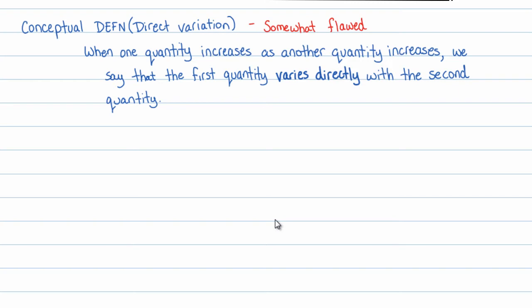So this means you have two variables. You increase one, it causes the other to increase as well. Now, like I said, it's somewhat flawed because it has to be a little bit more technical to actually be direct variation. But that's the basic conceptual idea. You increase one value, the other one has to increase as well. So let's take a look at some conceptual examples here.